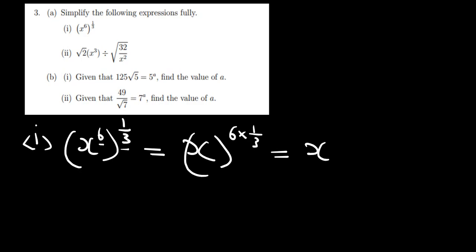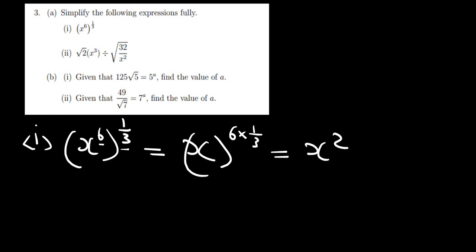We are going to say this here is the same as, okay, remember that rule, we said if this is raised to a power, we just multiply the what? The powers. So this is the same as x to the power 6 multiplied by 1 over 3. So what is 6 multiplied by 1 over 3? It will simply be 2. So that is going to be equal to x squared. Okay, so we've simplified the first one.